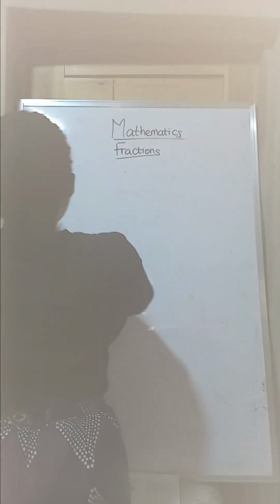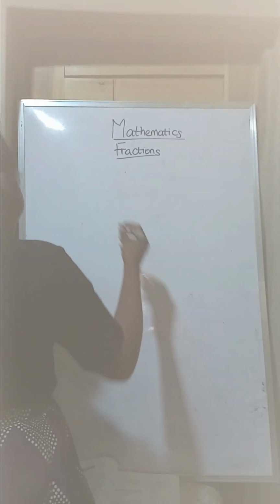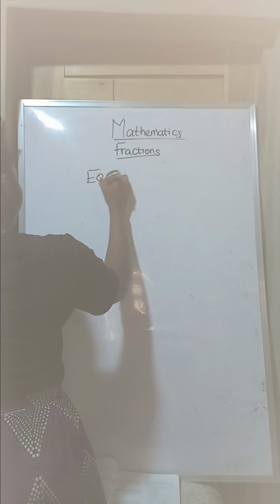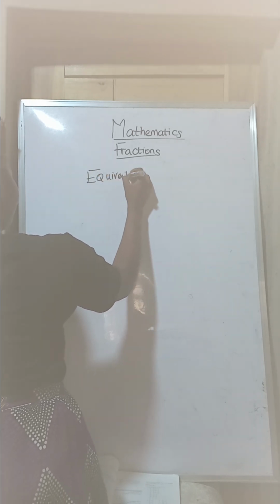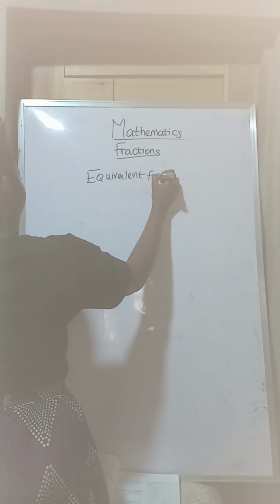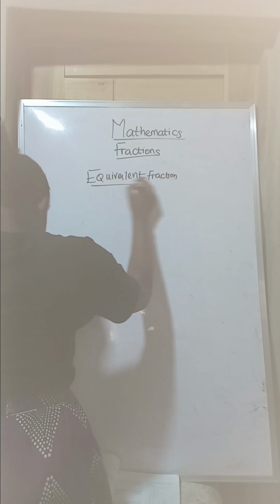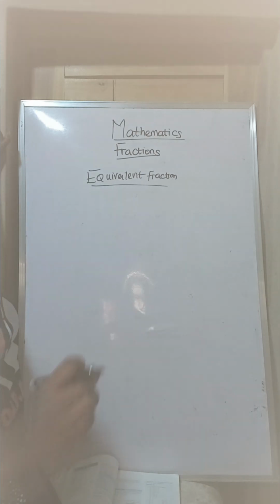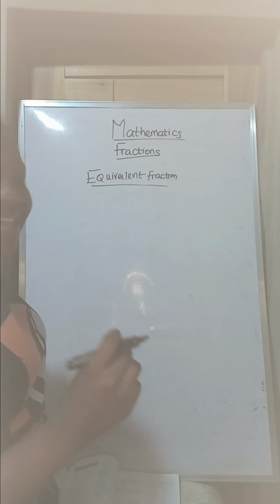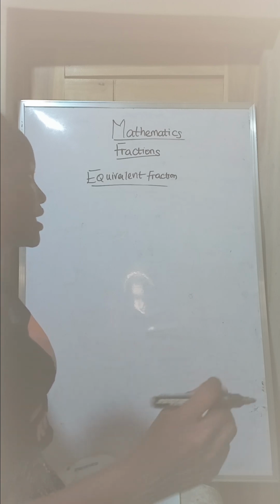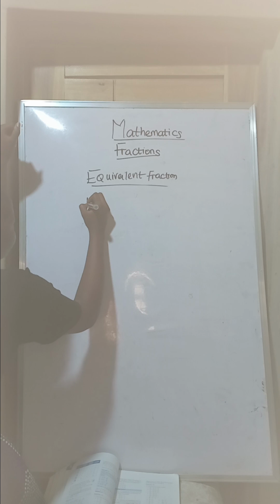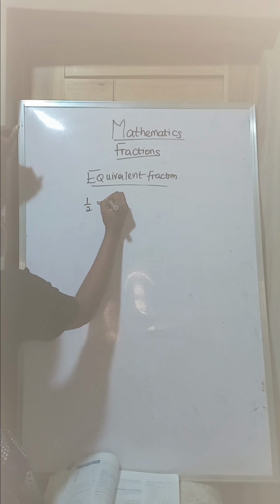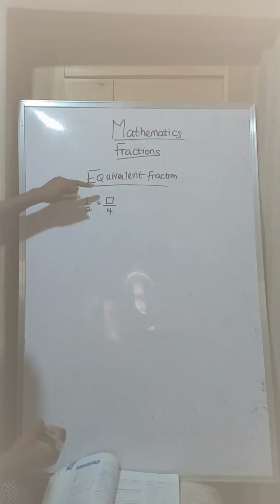So we're going to look at equivalent fractions. From the word equivalent, it means they are equal to each other. That's what we say equivalent. So for example, now you say half is equal to this over 4. So now this is how you get the upper one.